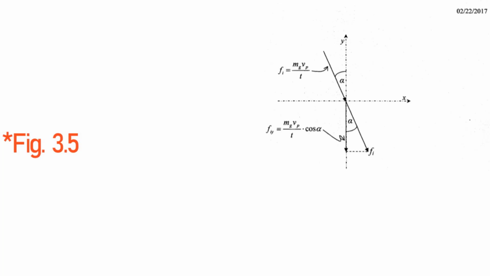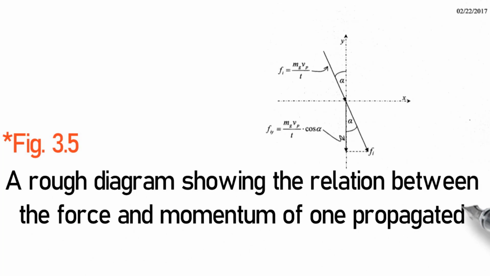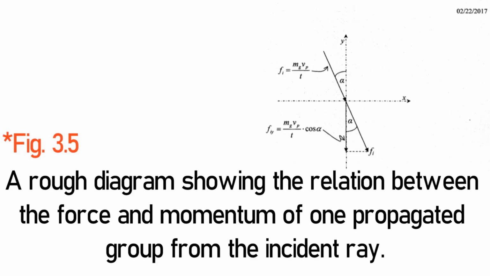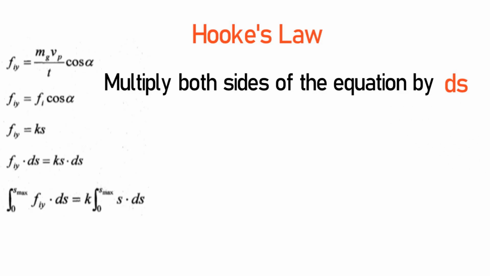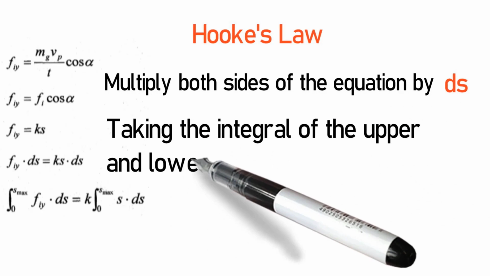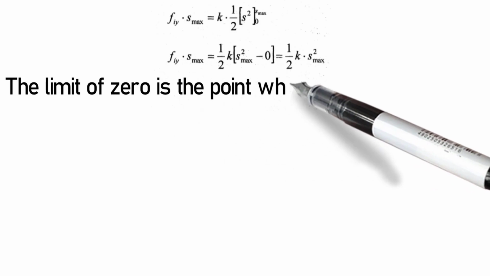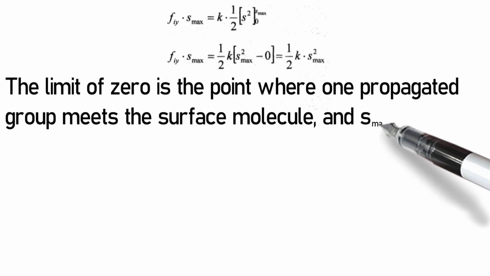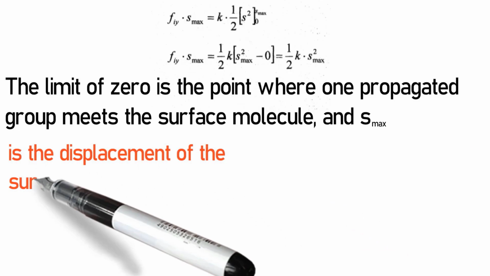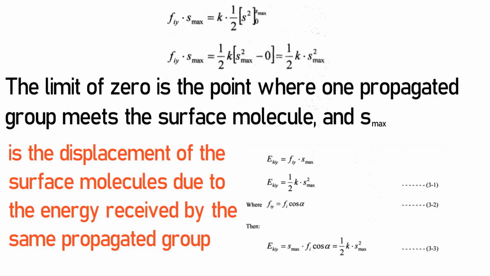Figure 3.5. A rough diagram showing the reflection between the force and momentum of one propagated group from the incident ray. Hooke's law. Multiply both sides of the equation by ds, taking the integral of the upper and lower limits. The limit of 0 is the point where one propagated group meets the surface molecule, and S sub max is the displacement of the surface molecules due to the energy received by the same propagated group.